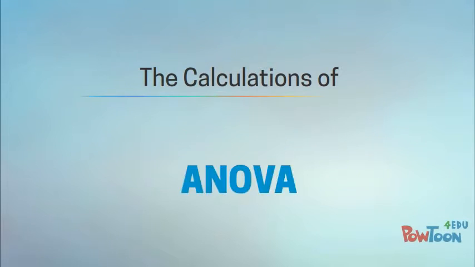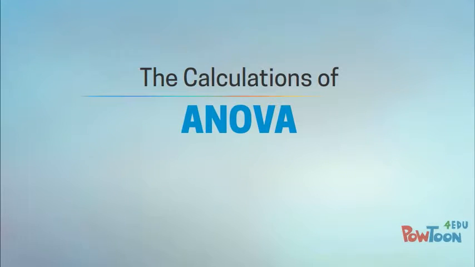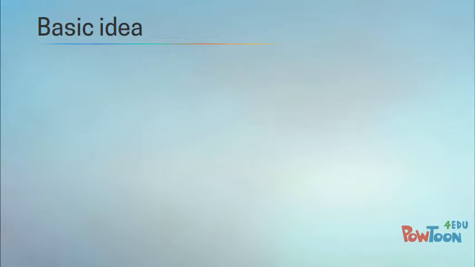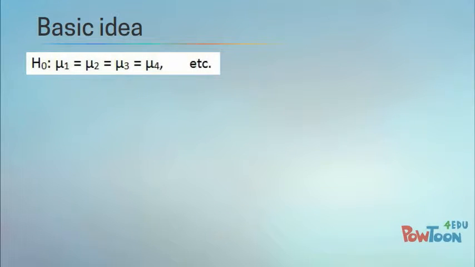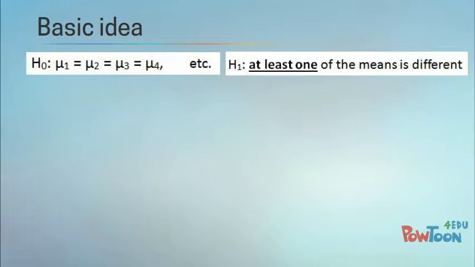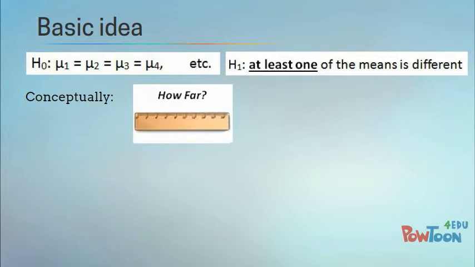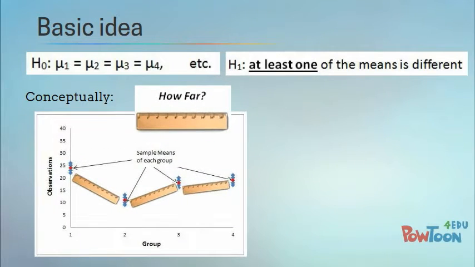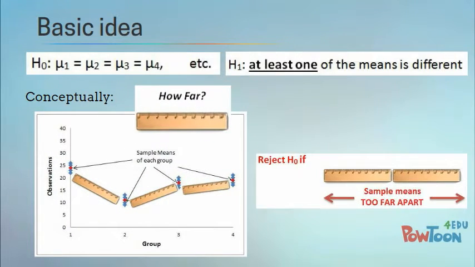The calculations of ANOVA. ANOVA is used when we want to test the null hypothesis that three or more population means are equal to each other against the alternative hypothesis that at least one mean is different. Conceptually, we do this by measuring how far away the sample means of each group are from each other and rejecting the null if this distance is considered too far away to be due to random chance and variation.